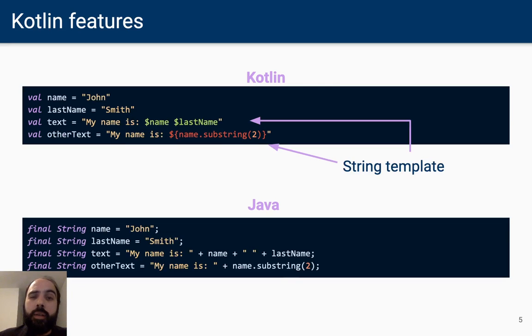In this second example, we have string templates, another feature. With string templates, you can embed Kotlin expressions inside strings, and these expressions will be evaluated later and the value will be substituted in the string. In Java, the way of doing that is using a lot of concatenations, as you can see in the snippet below.